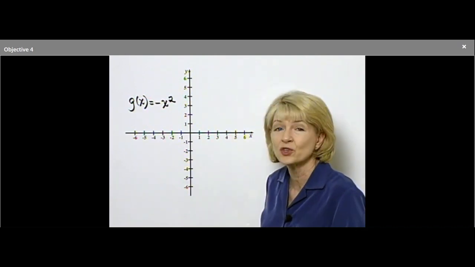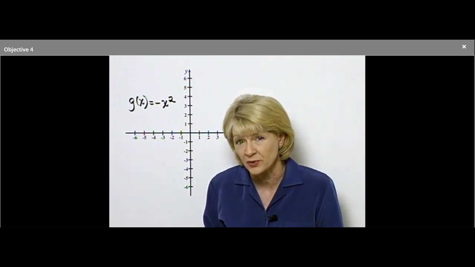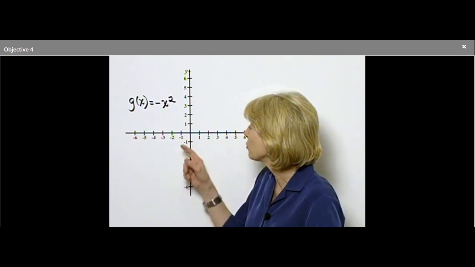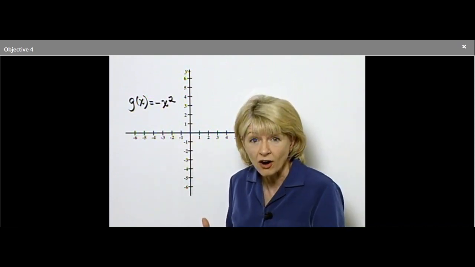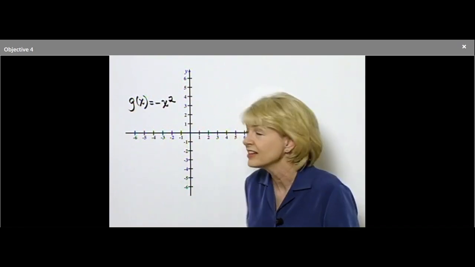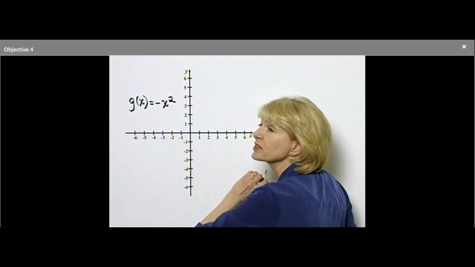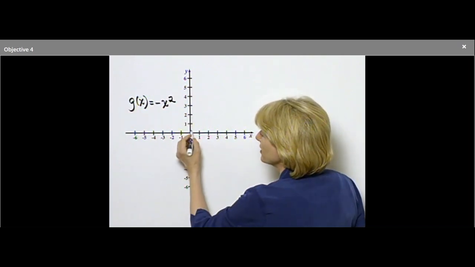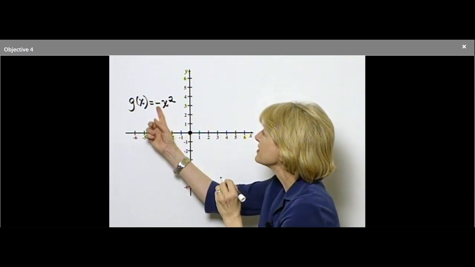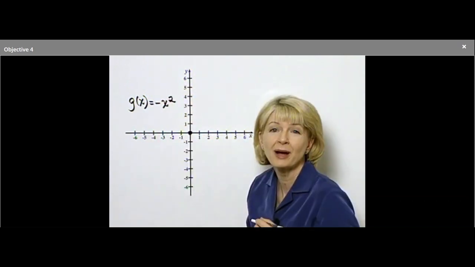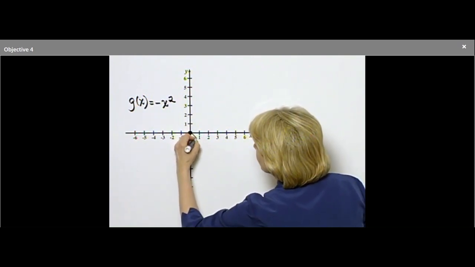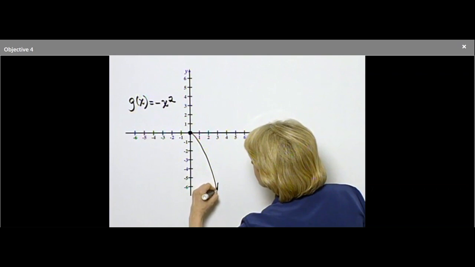We're just looking at shortcuts in graphing quadratic functions. But when in doubt, it is certainly true that what we're trying to graph are ordered pair solutions of the function. So let's look at the graph of g of x equals negative x squared. The vertex is still at (0, 0). This negative just causes the parabola to open downward, but the shape is exactly the same.